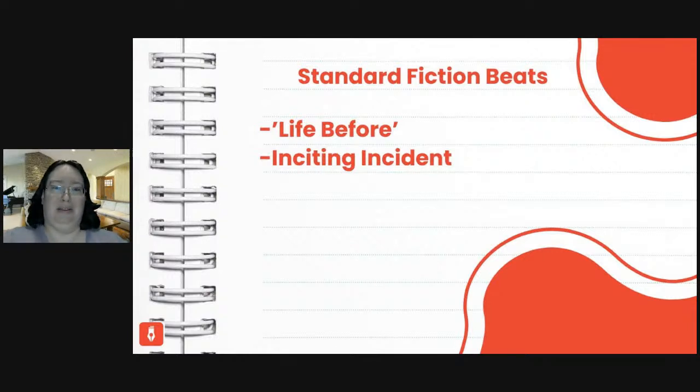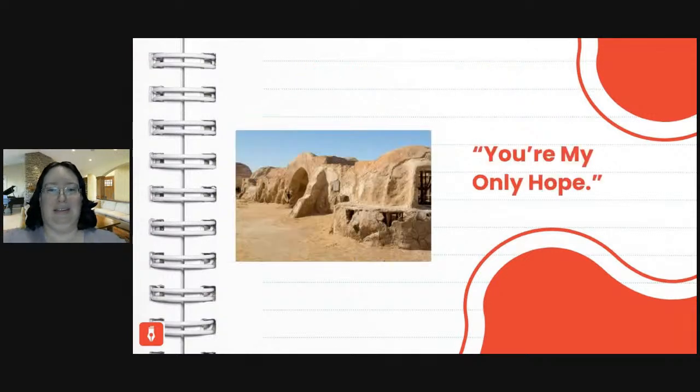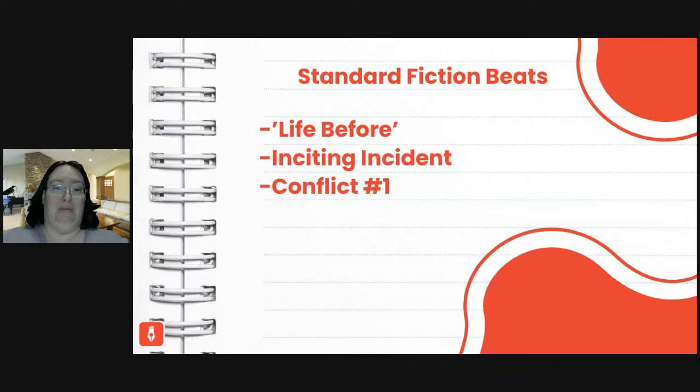Going back to our beats overall, we've got an inciting incident next. This is going to be that moment where you leave your world behind. You're my only hope, Obi-Wan Kenobi. I've got to leave and go and save the world. This is why the character leaves. It motivates them to move on.